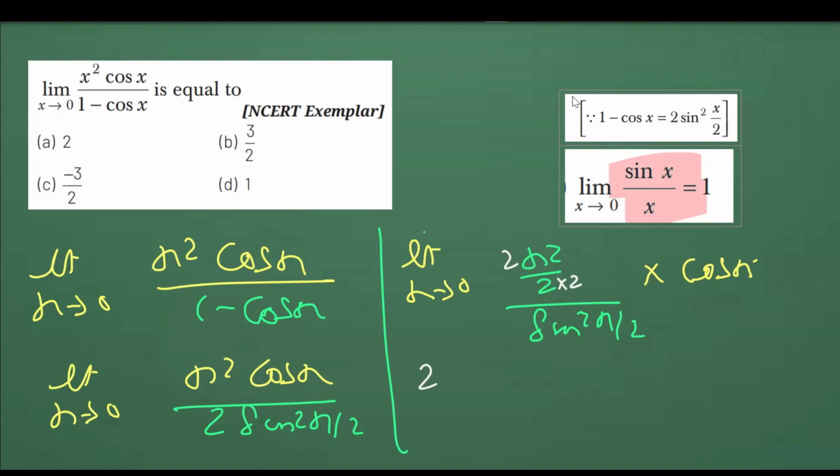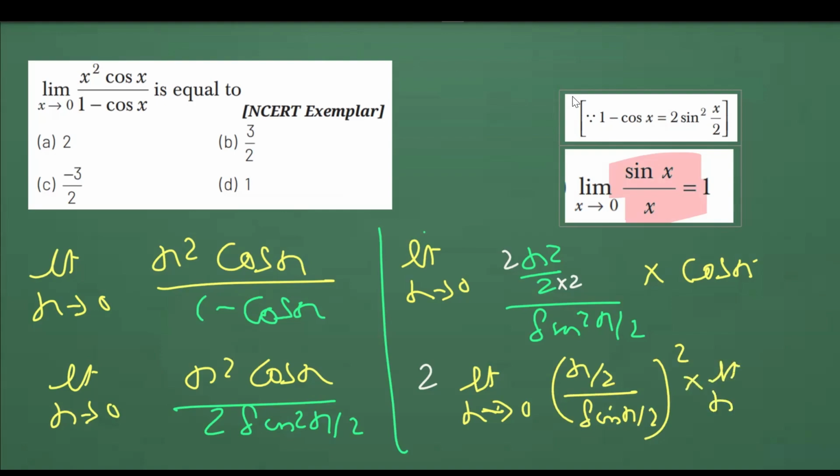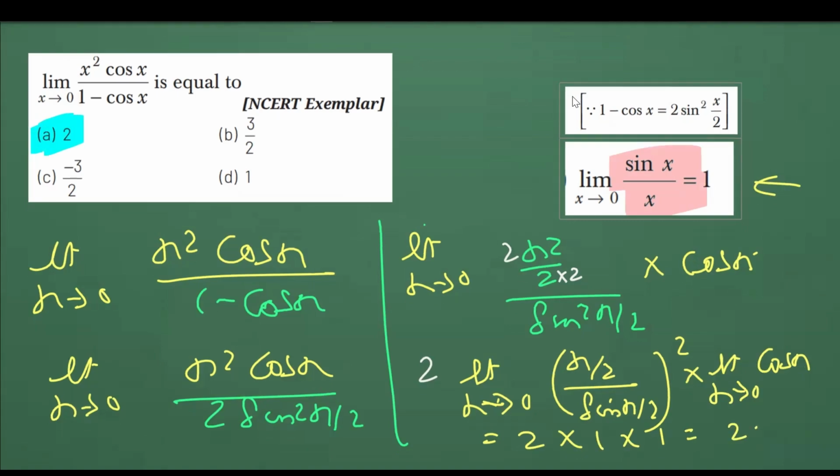So I can write this 2 outside, and then it becomes limit x tends to 0. This I can write as x over 2 whole square, and this as sine x by 2 whole square. And then I can apply a separate limit for cos x, that is limit x tend to 0 of cos x. Now check here, we have 2 outside, and this is going to be 1, because of the sandwich formula, and cos 0 is 1. So therefore we can say 2 is the correct answer, and that is option A in this case.